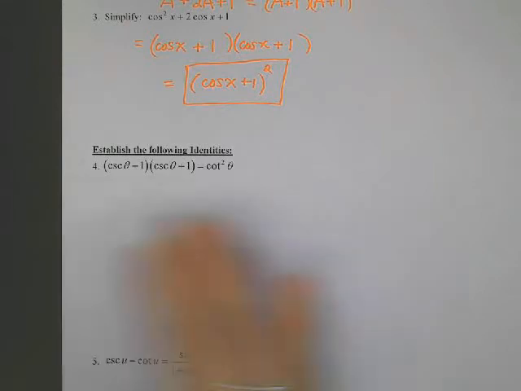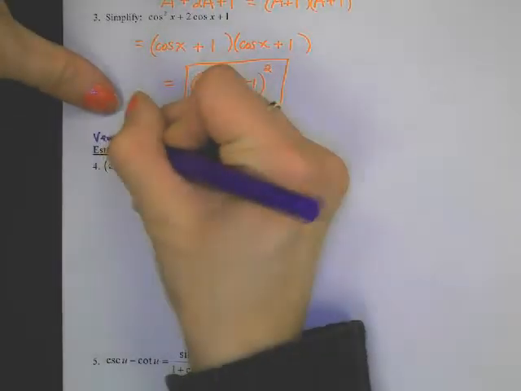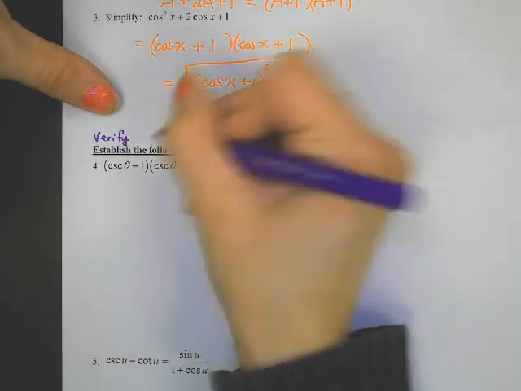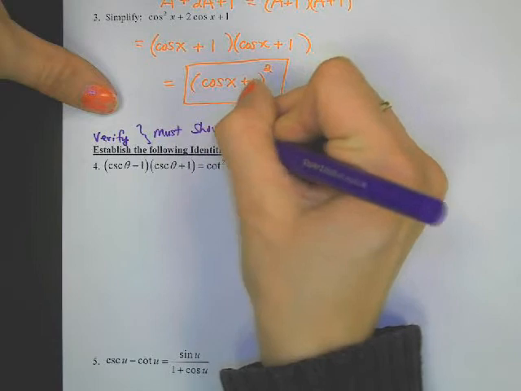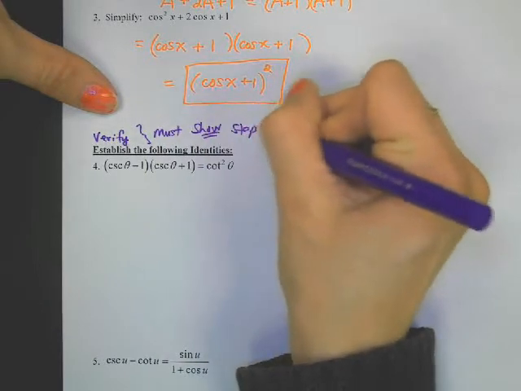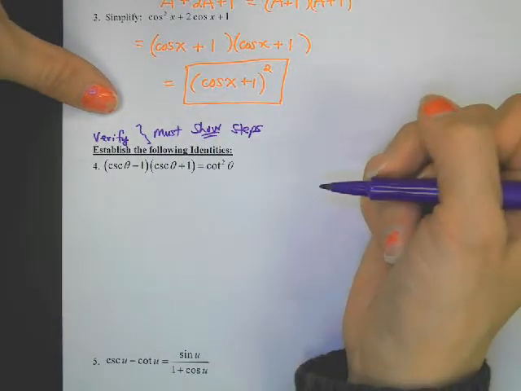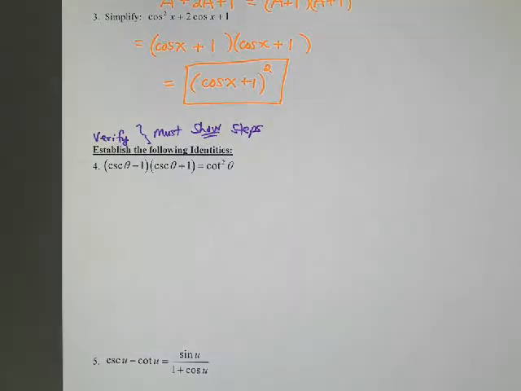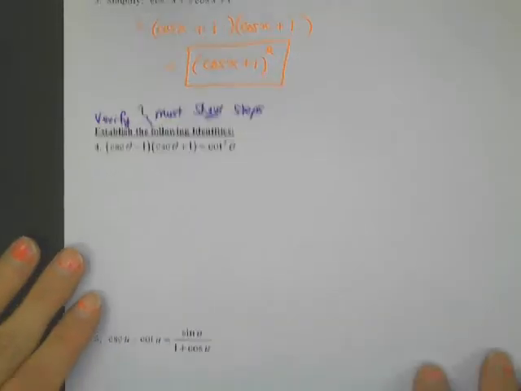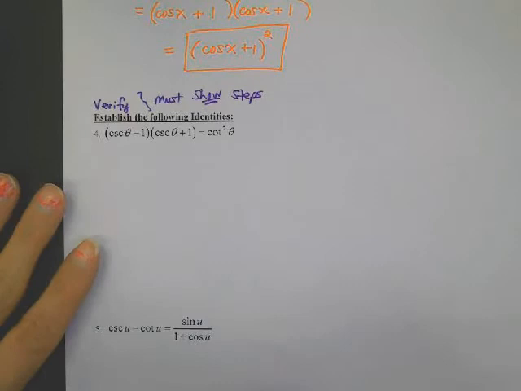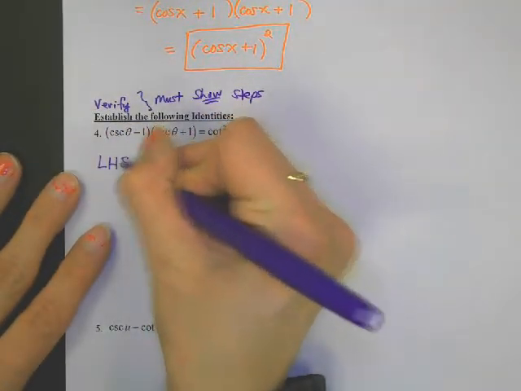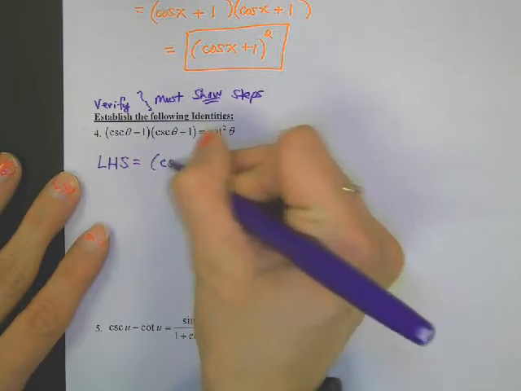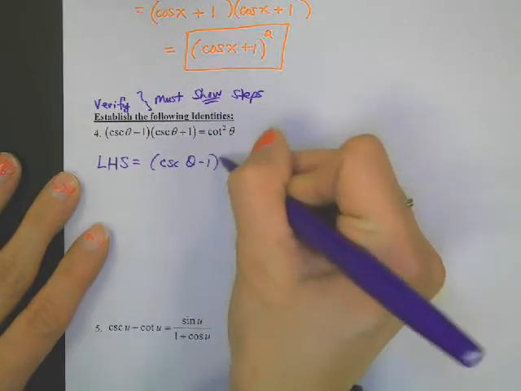Establishing the identities, that means show that it's true. It could say establish or it could say verify. And what that means is you must show the steps. The answer is right there. So should we pick the left-hand side or the right-hand side? Remember, you want to pick the more complicated side, so we're going to pick the left-hand side. And let's go ahead and write that left-hand side down.